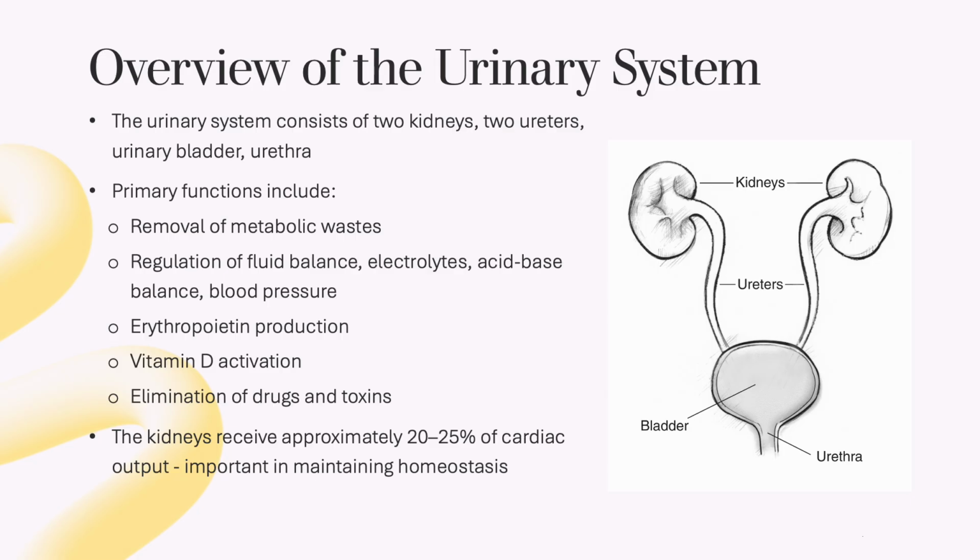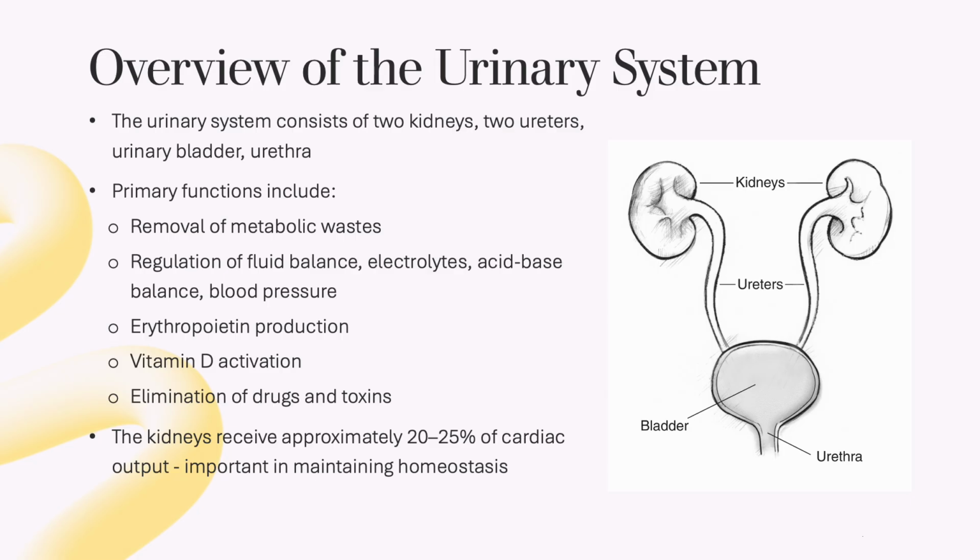The kidneys are the primary organs of the urinary system and perform several critical functions that help maintain homeostasis. One of their most important roles is filtering the blood to remove metabolic waste products such as urea and creatinine, which are produced during normal cellular metabolism. In addition to waste removal, the kidneys regulate the body's fluid balance, and they do this by adjusting the amount of water excreted in the urine. They also carefully regulate electrolyte levels, including sodium, potassium, calcium, and chloride, which help maintain normal cellular function.